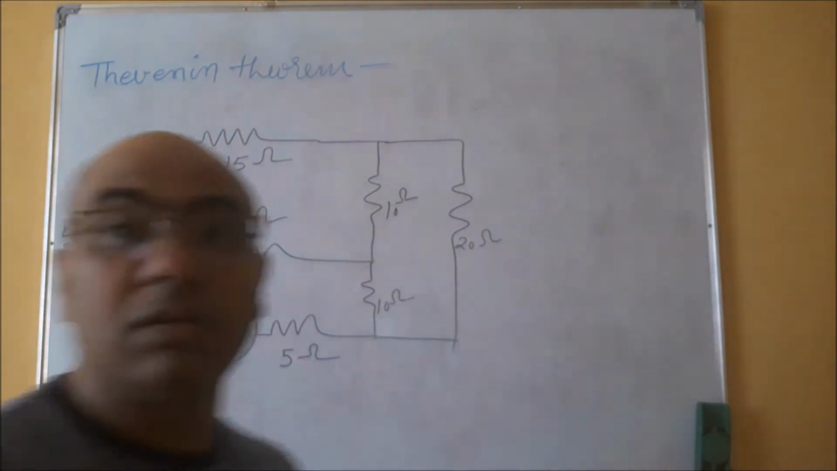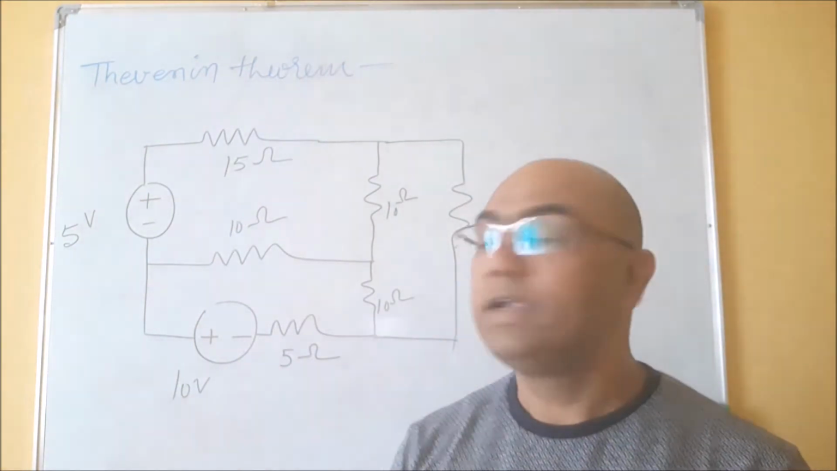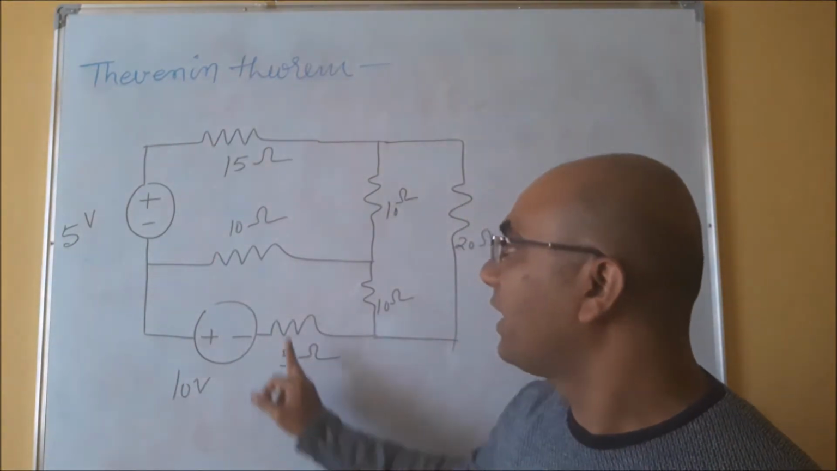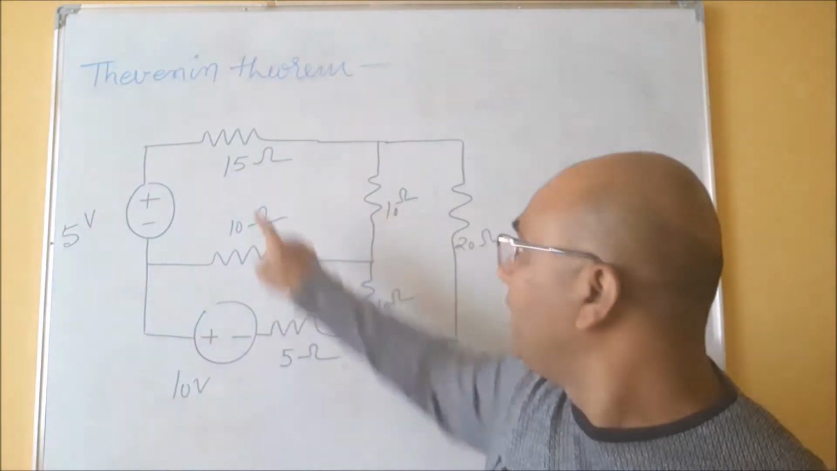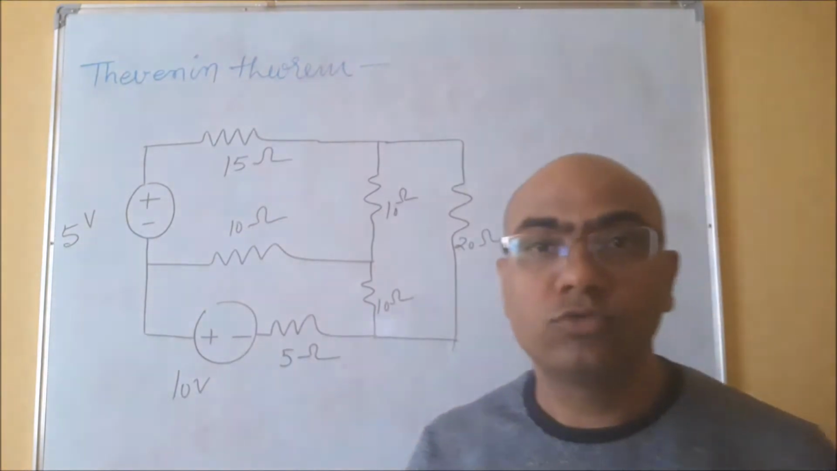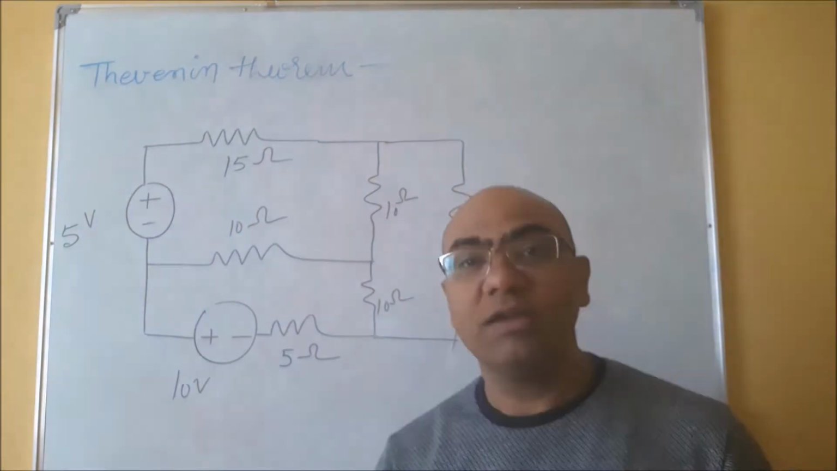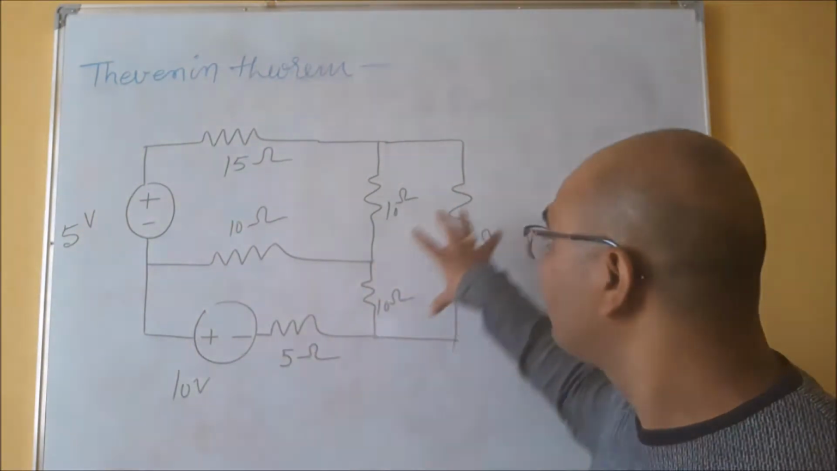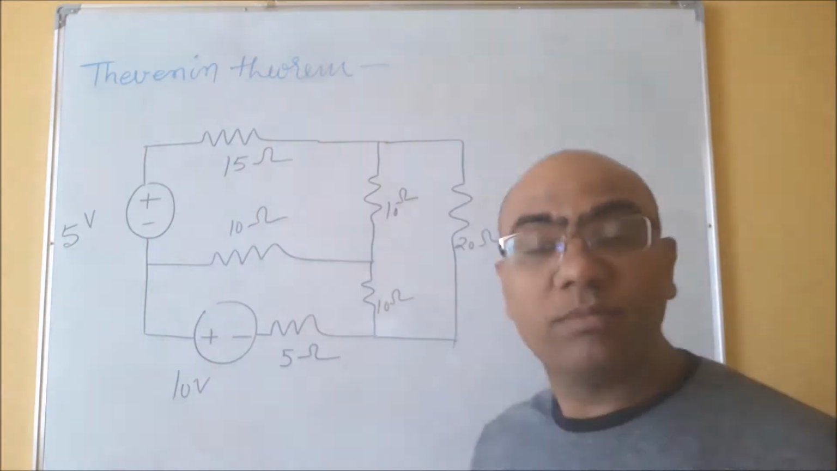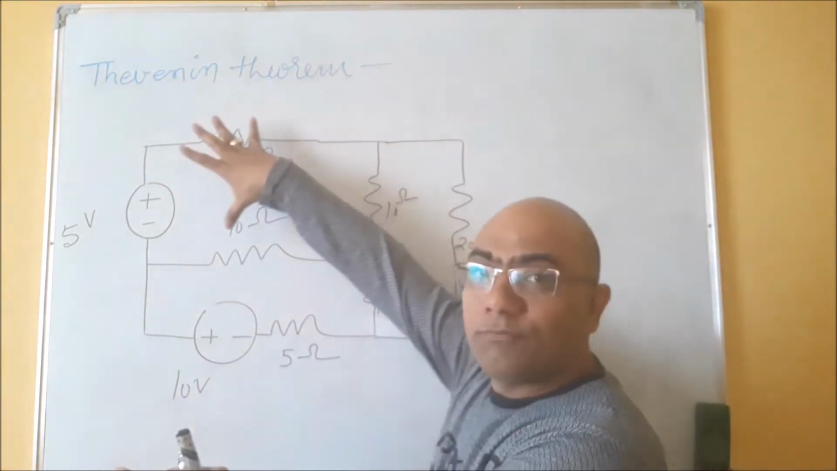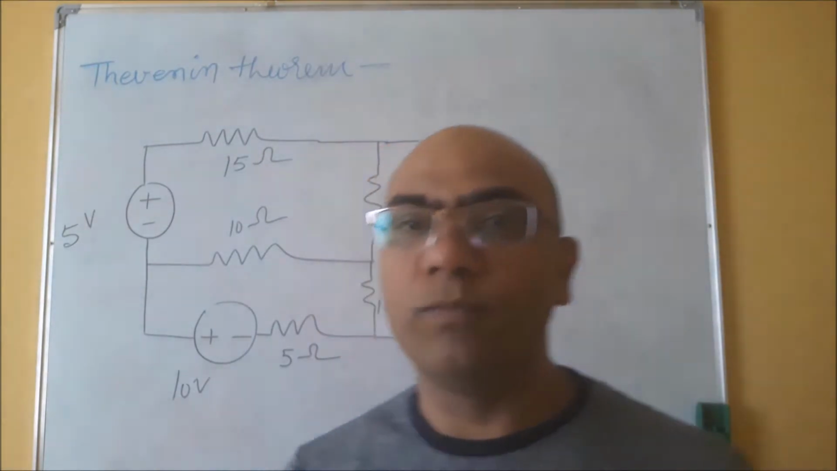Suppose this circuit has two voltage sources of 5 volt and 10 volt, and resistances of 5 ohm, 10 ohm, 15 ohm, 5, 10, 50, 10, 10, and 20. The total number of resistances in this circuit is 6. And I say this whole circuit is confined with this branch only. It means that the whole circuit is considered as a part which is connected with this 20 ohm.